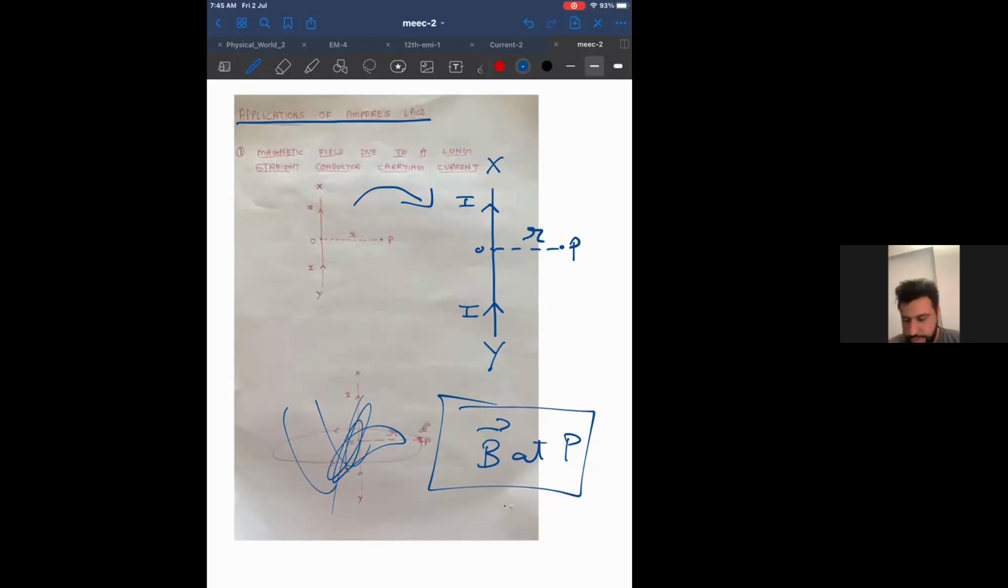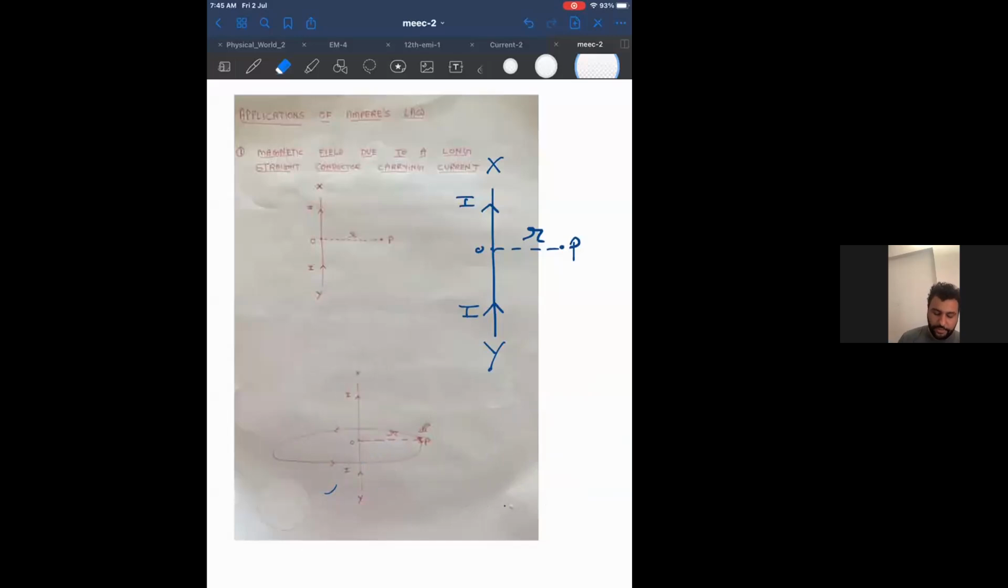Now listen to me carefully. P is the point. To apply Ampere's law, I cannot apply it directly, because Ampere's law is applicable only to a closed surface, and a point is an example of an open surface. Therefore, can I directly use Ampere's law? Answer is no. So what is the solution? I have to apply Ampere's law, but I cannot because of one condition, that it is applicable only to closed surfaces. So listen to me carefully.